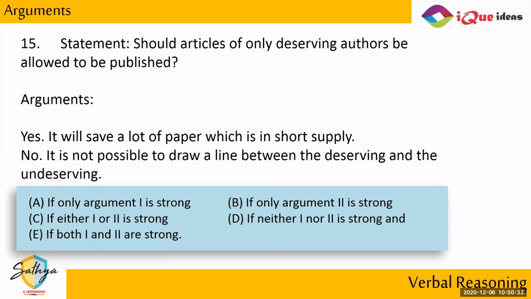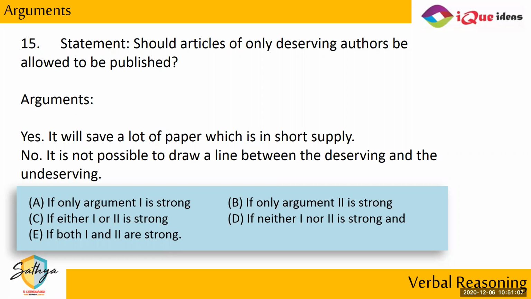Okay. Should articles of only deserving authors be allowed to publish? First argument is yes, only deserving authors should be allowed to publish. Why? Because it will save a lot of paper which is in short supply. If paper is in short supply, is that a good reason to say that only deserving authors should be allowed to publish?